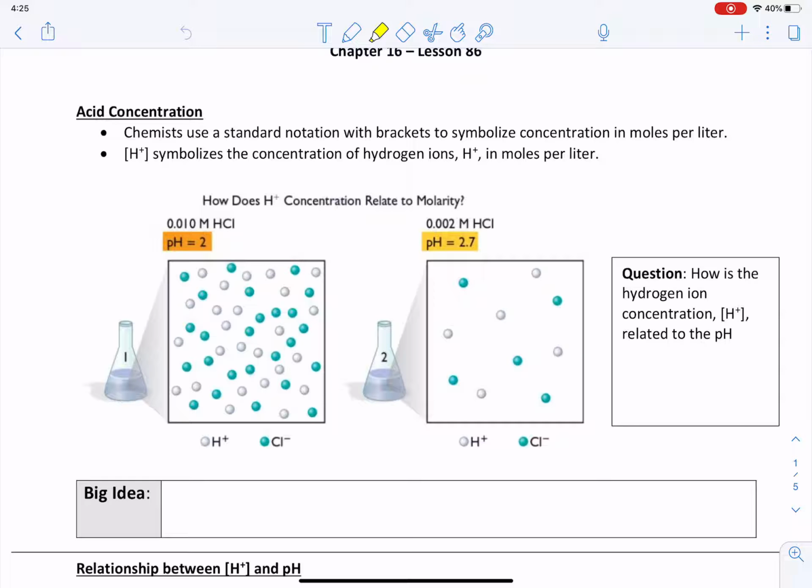So chemists use a standard notation with brackets to symbolize concentration in moles per liter. Okay, and so [H+] symbolizes the concentration of hydrogen ions in moles per liter. We are going to see this a lot. Okay, so it's just talking about the concentration of hydrogen ions. You could also think about them as just protons in a solution.